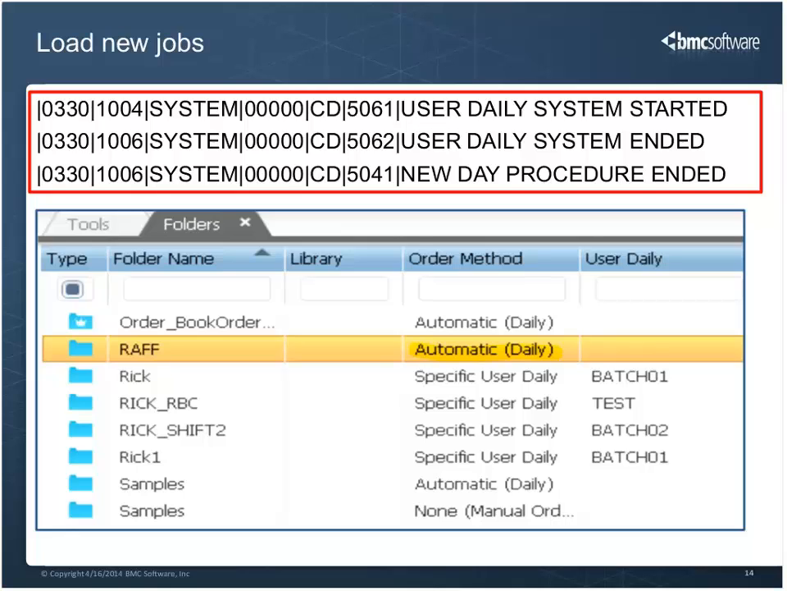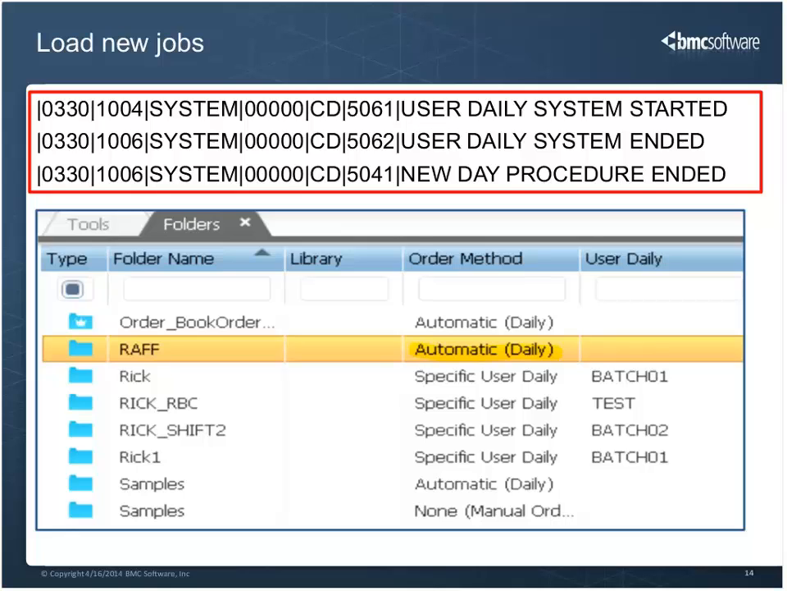You can see in this example that there are some specific user dailies of batch 01, test, and batch 02. So in this environment, during new day, the automatic folders would be evaluated and all jobs ordered in that meet those scheduling criteria. Then after new day has finished, you could run a specific user daily for, say, the batch 01 user daily, and that would then look at these other two folders, and those jobs would then be ordered in if their scheduling criteria is met.